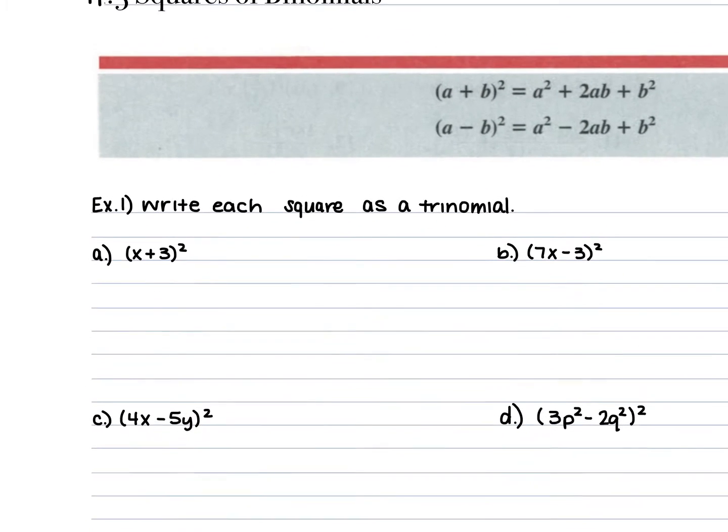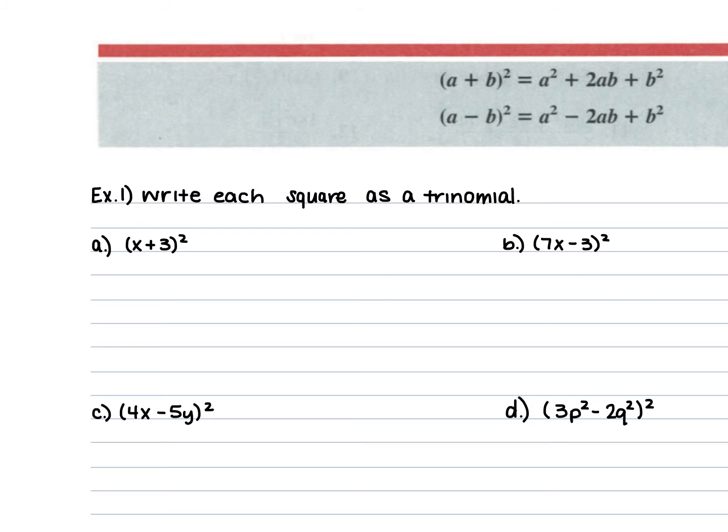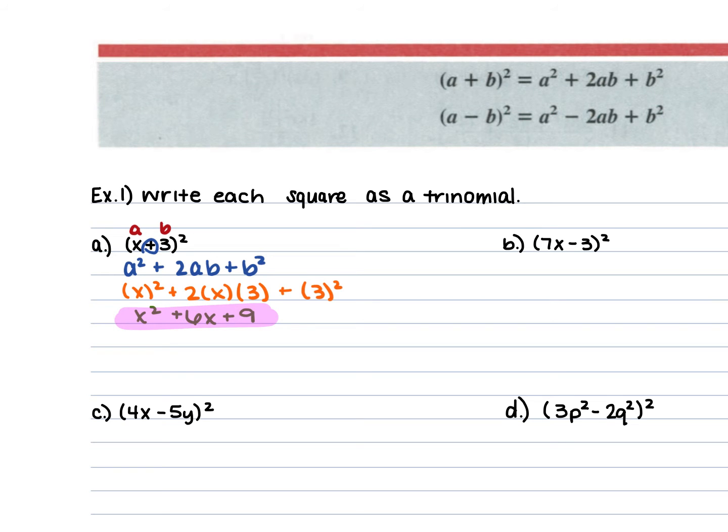So if we look at example 1, we're writing each square as a trinomial. So with a, we have x plus 3 squared. Your a from this one is x, your b is 3. Because there's addition there, we're going to use a squared plus 2ab plus b squared. We plug these values in. We're going to have x squared plus 2 times x times 3 plus 3 squared. The x squared is x squared. 2 times x times 3 is 6x, and 3 squared is 9. So we have x squared plus 6x plus 9.